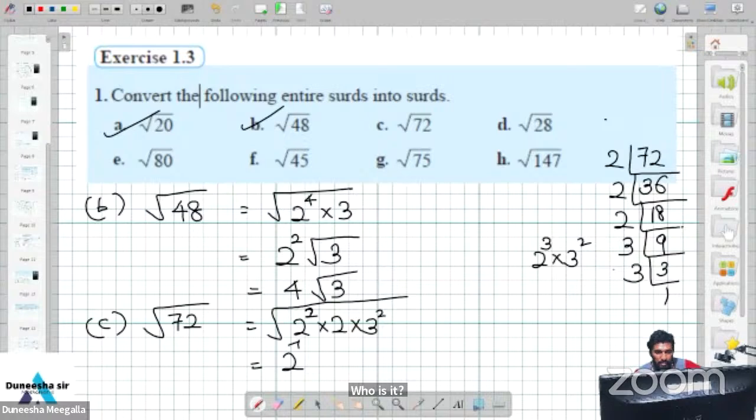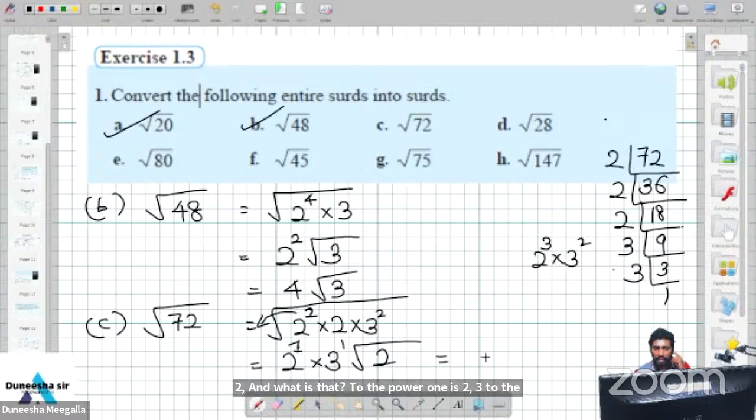When taking it outside we get 2 to the power 1. Then 3 to the power 2 we can take out. Divide the index by 2. What is it? 3 to the power 1. And what is remaining in the root? 2 remains. Then 2 to the power 1 is 2, 3 to the power 1 is 3. So 6 into root 2, is it? Get the answer.